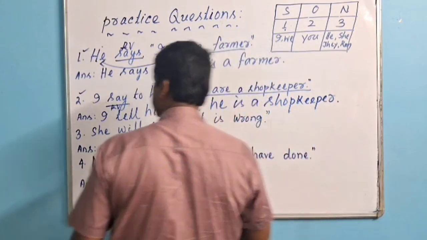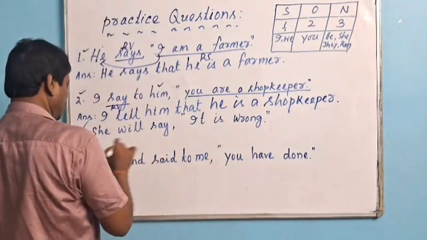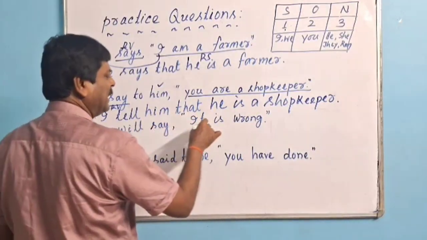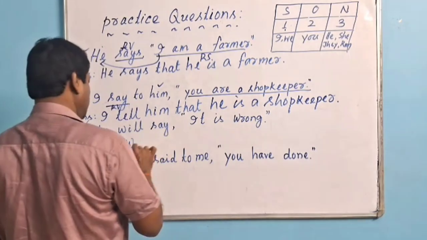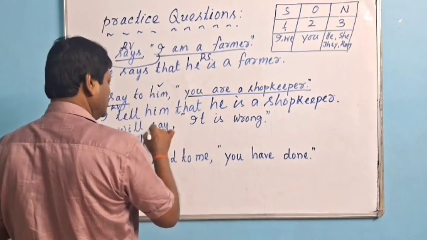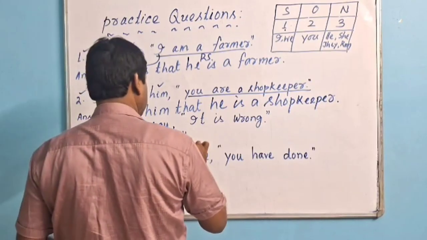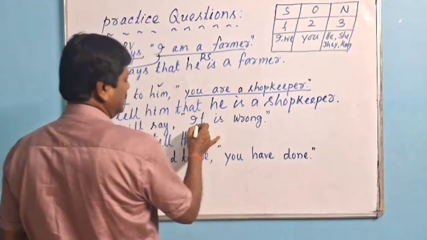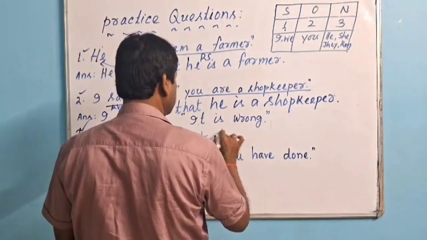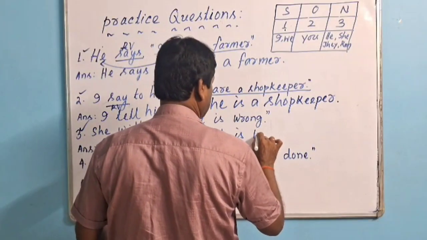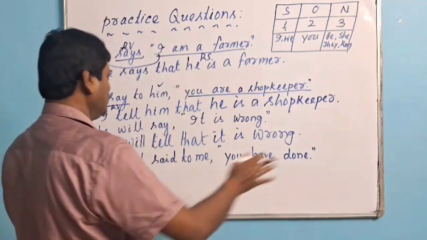Okay. Then question number 3. He will say, it is wrong. She will tell it is wrong. So the answer will be: she will say will change into will tell. She will tell that, it is third person, no change will take place. Only the capital letter will become small. It is wrong. No change. Neither person nor tense. Nothing is changed here.